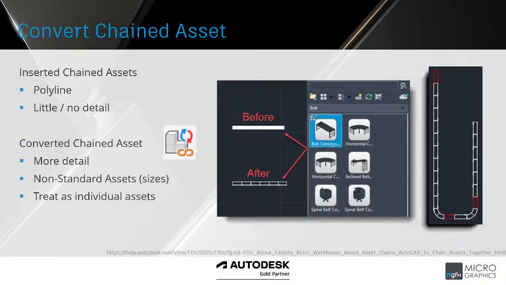Now what we can do in AutoCAD is convert that asset chain. So we can take that polyline and convert it. What it will do is fit in the blocks for the various assets. Here we have a conveyor belt with the before and after options showing us the polyline before conversion, and after, we can see that it is 6 conveyor belt sections. So we can see more detail, we can get a full bill of materials, we know there's 6 sections and they are treated as individual assets.